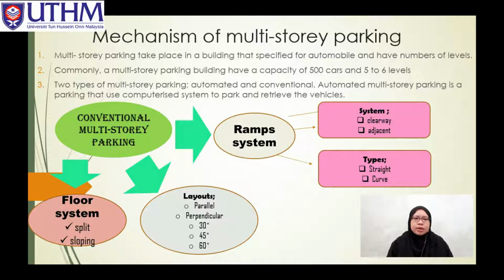Automated multi-story parking is parking that uses a computerized system to park and retrieve the vehicles. Conventional multi-story parking has three components, which are the ramp system, layout, and floor system. The ramp system is divided into two, which are system and types. The systems are clearway and adjacent system, and the types are straight and curved ramp systems. For the layouts, there are parallel, perpendicular, 30-degree, 45-degree, and 60-degree. The last one is the floor system, split and sloping floor system.